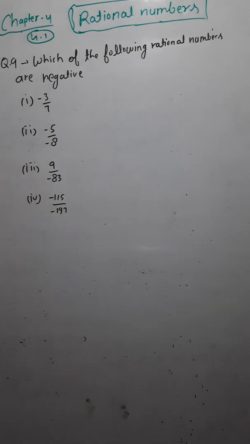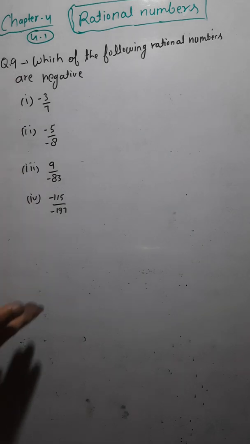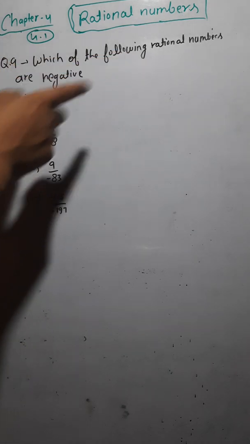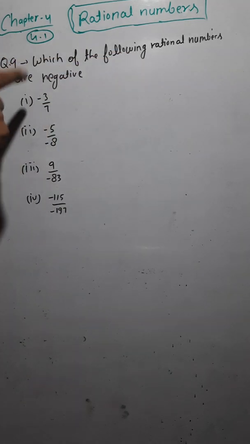Now here you have to tell which of the following rational numbers are negative. Which are negative here, that you have to tell. Now tell me whether this is negative or not. Which are negative, you have to write there yes. Okay. Negative rational numbers, you have to take them. So tell me whether this is a negative rational number.